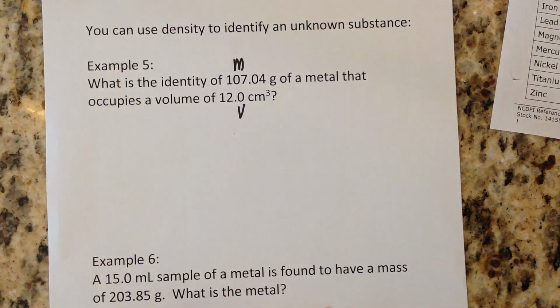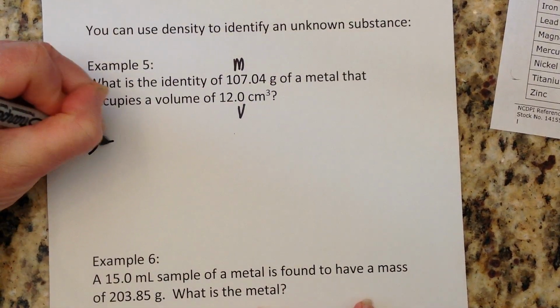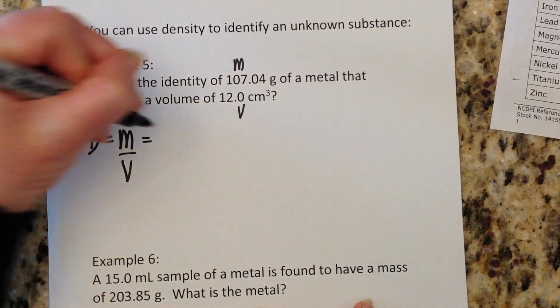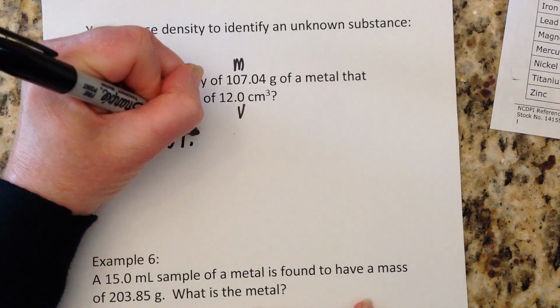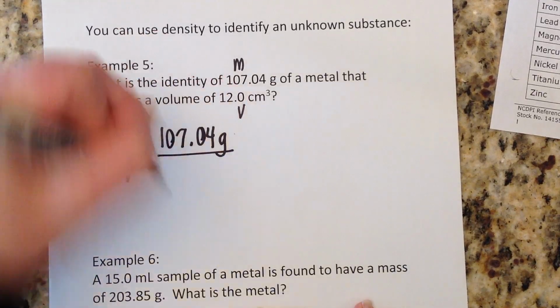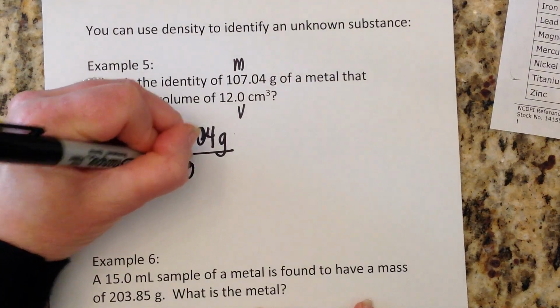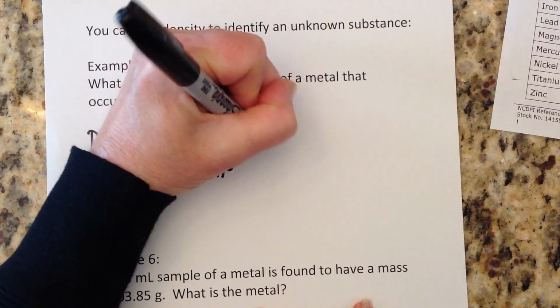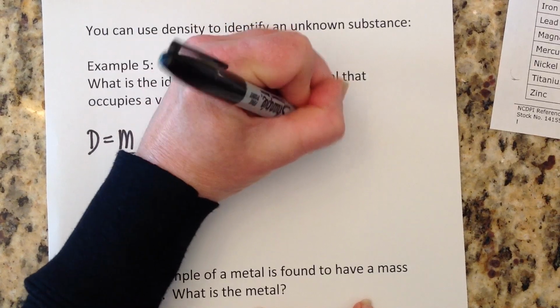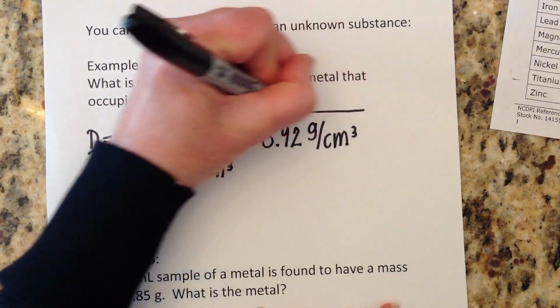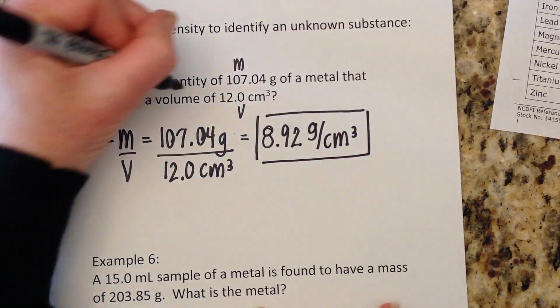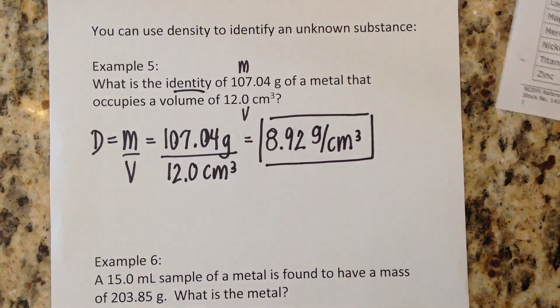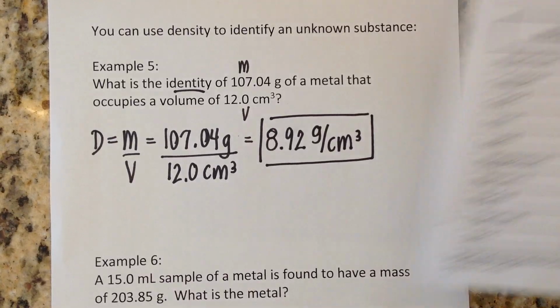And I know that if I know mass and volume, I can find density. So that's the first thing I'm going to do. Density is mass over volume. The mass is 107.04 grams. The volume is 12.0 centimeters cubed. Get out your calculator, and if you divide 107.04 by 12.0, you're going to get 8.92 grams per centimeter cubed. Now, they did not ask me for the density. They said, hey, what is it? So I'm going to get out my reference table packet, and I'm going to see what has a density of 8.92.